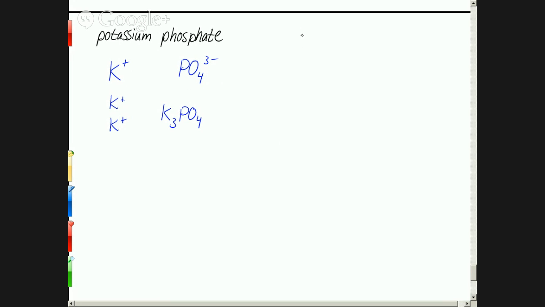Let's try this one. So this time I'll give you a formula and you can give me the name. CuSO4. What's Cu? Copper.